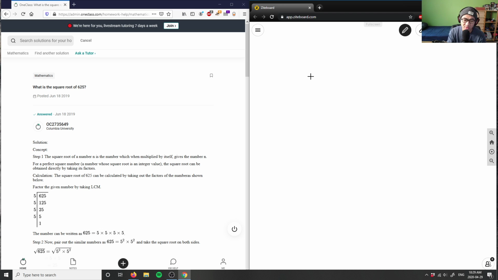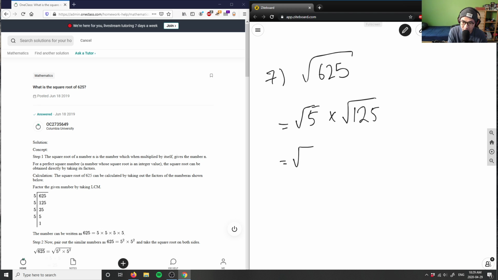Number 7 says, what is the square root of 625? We're talking about simplified radical form here. I have 625. The first factor I would probably take out is 5, right? All numbers that end in 5 and 0 are factorable by 5. If I take a 5 out, I get 625 divided by 5, which is 125. I'm going to take out another 5. Now I have 125 divided by 5, which is simply 25.